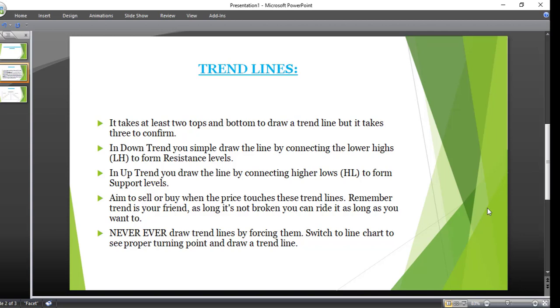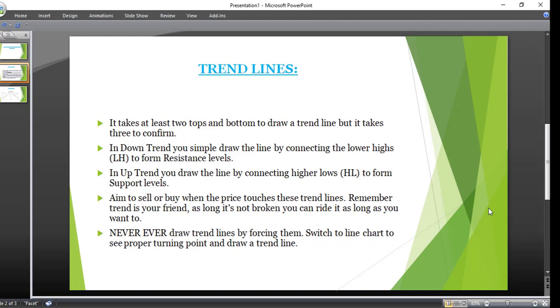Another step is that in an uptrend, you draw the line by connecting higher lows to form support levels. If you look at an uptrend, you must be focusing on the market making higher highs and higher lows. Now, if you're drawing trend lines in the uptrend, you must be focusing on the higher lows of the market. By connecting your trend line on the higher lows of the market, that will act as a support level. Aim to sell or buy when the price touches these trend lines.